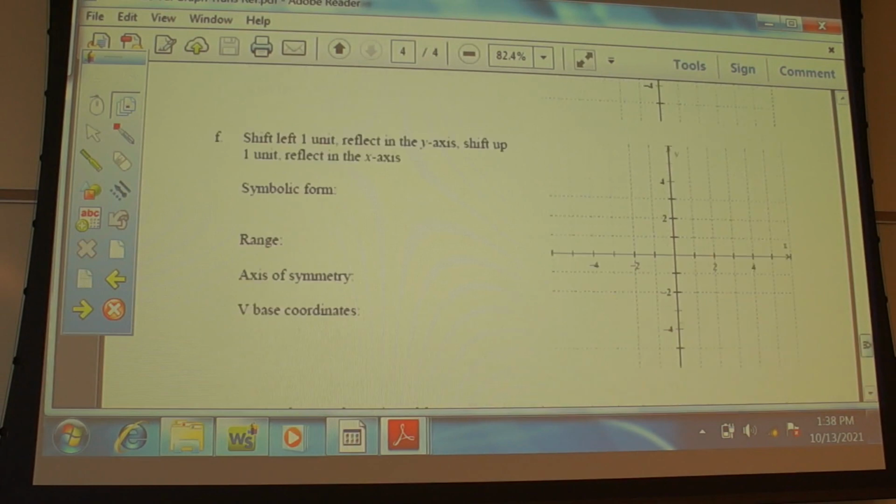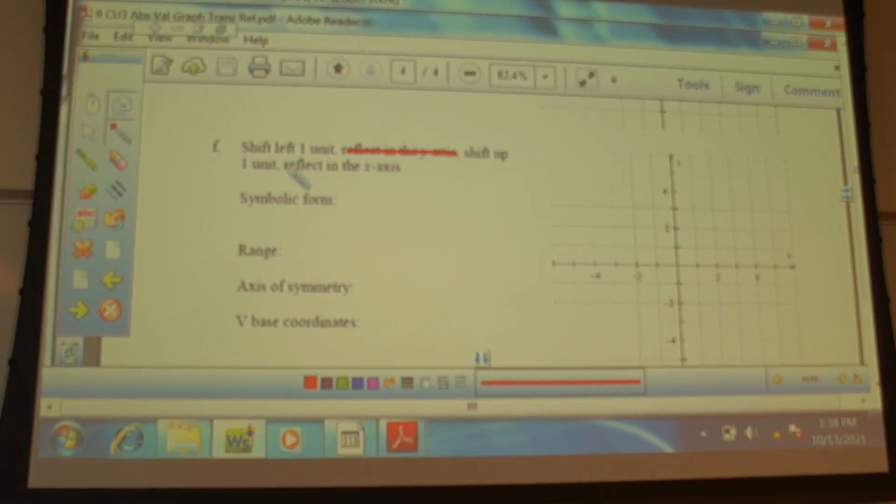Next one, we're going to make some changes to this one. A couple changes. So cross out this reflect, cross out that reflect, and make this 1 a 2. Shift up 2. Do it.